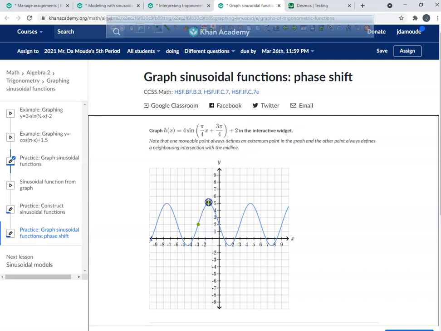Let's see here. No. 1 second here. Let me see if I got here. 1, 2, 3, 4. 1, 2. Oh, I got to move it over a little bit. 1, 2, 3, 4, 5, 6, 7, 8.